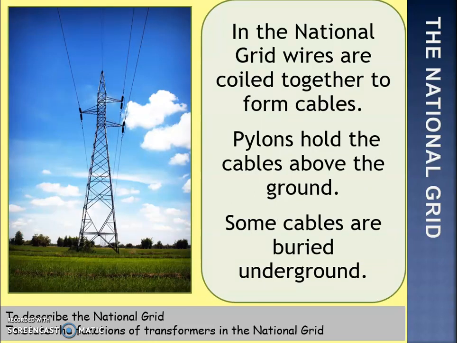National grid wires are coiled together to form larger wires that we call cables. Now these cables are held above the ground and some cables are buried underground. Cables are held above the ground because, again, they're carrying electricity at extremely high voltage, and they would be dangerous if we got in touch with them. We wouldn't want them to interfere with anyone on the ground. We wouldn't want us to touch them and get ill and get an electric shock from them.